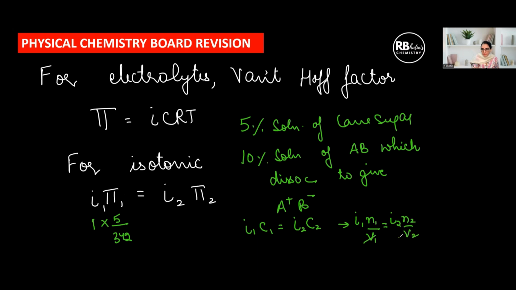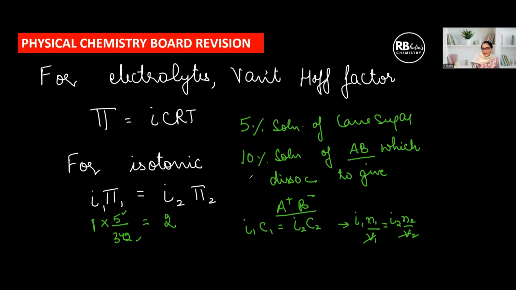This is also the same because we are talking about percentage. So what are we left with? We're left with number of moles comparison. I for a non-electrolyte is 1. Number of moles means 5 upon 342 for cane sugar. This is going to be 2 because they have told us this electrolyte dissociates to give this and completely dissociates. So I know I is equal to N.